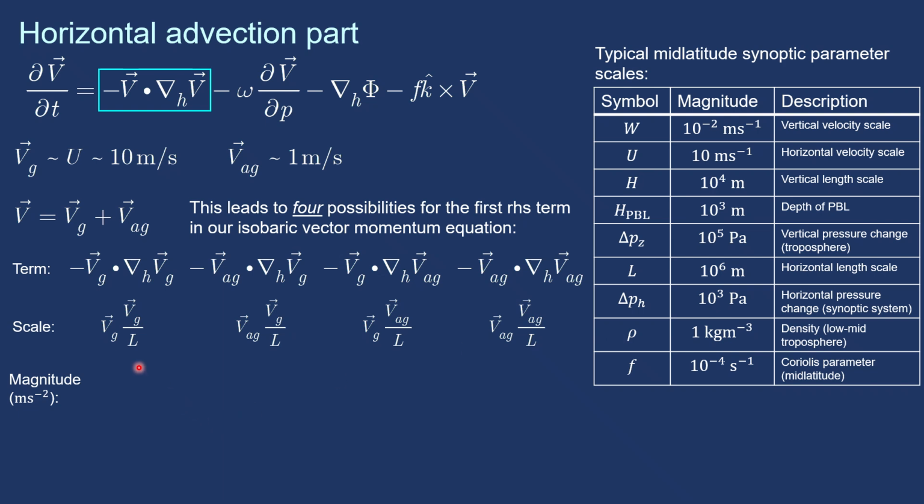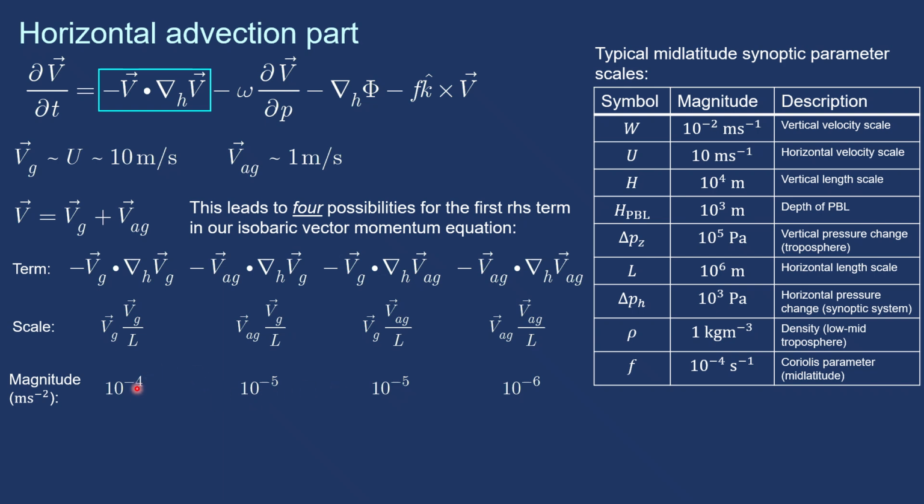In the very first term, V sub G has the value of 10, so we have 10 times another 10 divided by 10 to the power of 6. 10 times 10 is 10 squared, divided by 10 to the 6, gives an overall value of 10 to the minus 4. In the second term, we have V sub AG, which is 1. 1 times 10, which is 10, divided by 10 to the 6, gives an overall value of 10 to the minus 5. In the third term, we have 10 times 1, which is 10, divided by 10 to the 6, which is again 10 to the minus 5. And in the fourth term, we have 1 times 1, which is 1, divided by 10 to the 6, which gives an overall value of 10 to the minus 6.